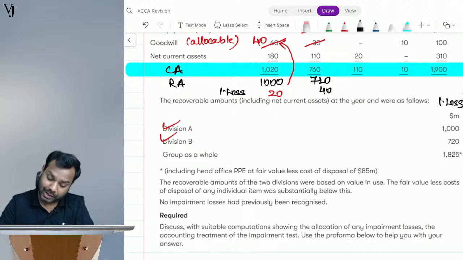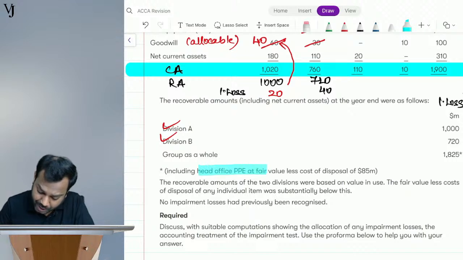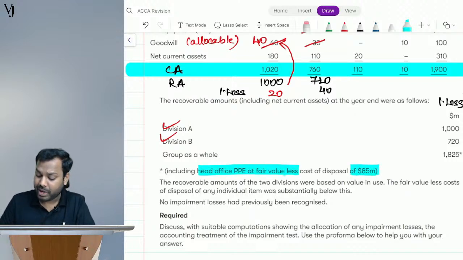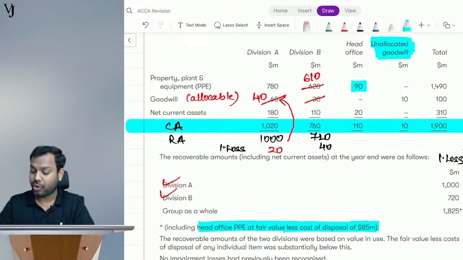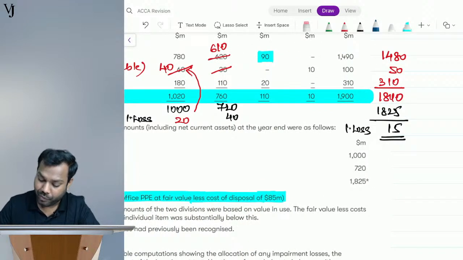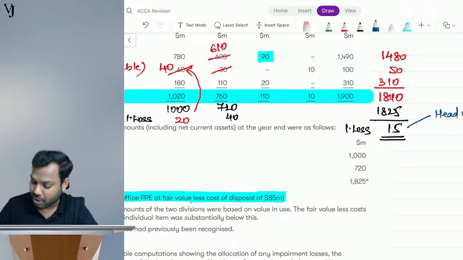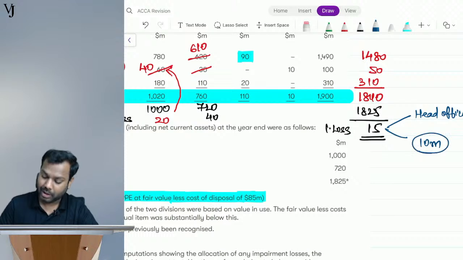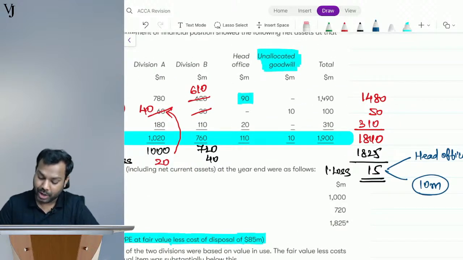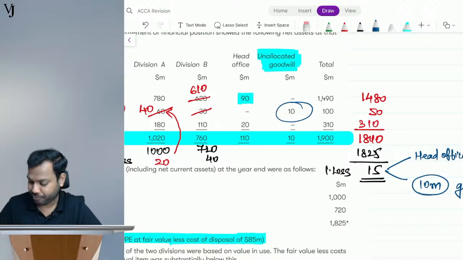Now see here, read this line. Head office PPE at fair value is 85 million. See, it is recorded at 90 million. So from this 15, I will first impair the head office building by 5 million. What remains? 10 million. I will allocate it to goodwill. So this is how I will do the impairment test.